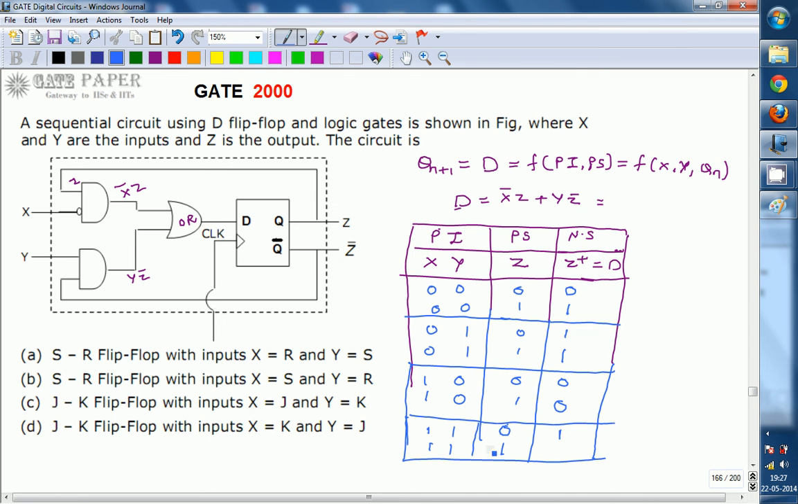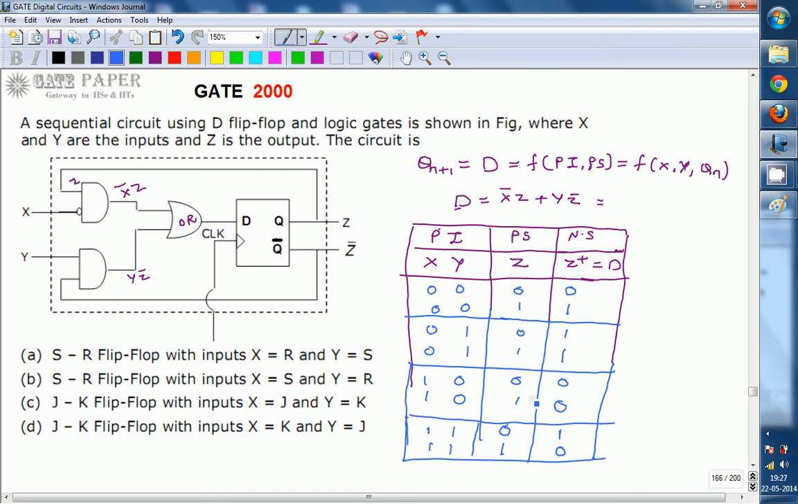Next, if the present state is equal to 1, that is z is equal to 1, we must consider the x bar z, because z bar is 0, and 0 into something is 0, so we don't consider that product term. Now x bar z, z is equal to 1, x is equal to 1, x bar is 0, 0 into something is 0, so you will get output as 0. This is what you are going to get.